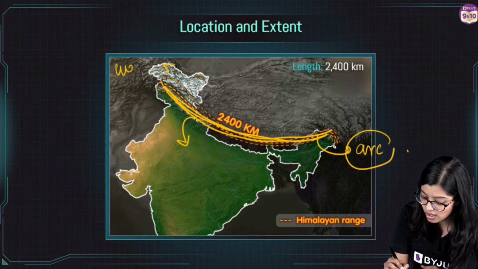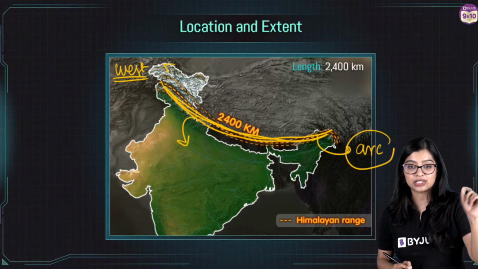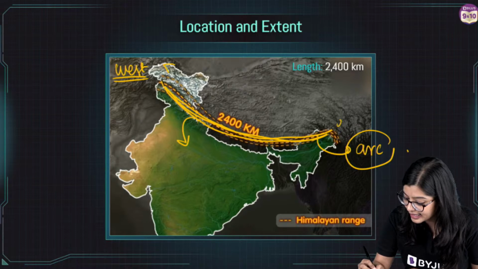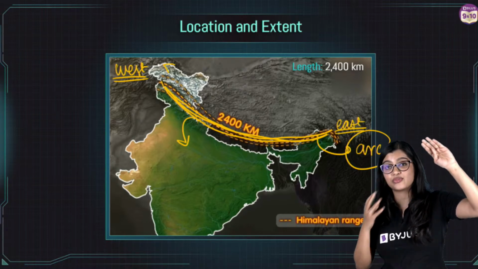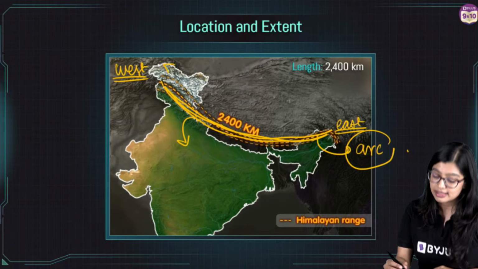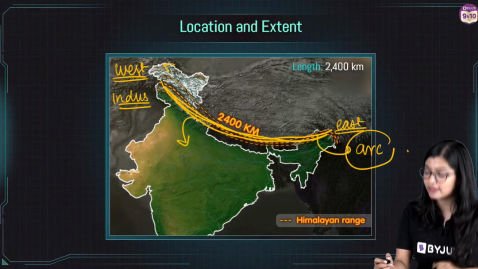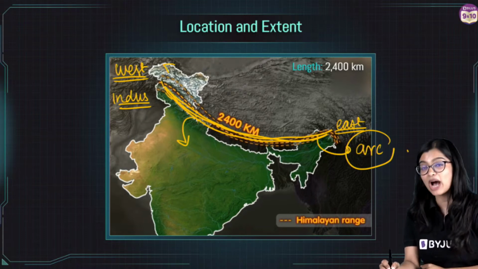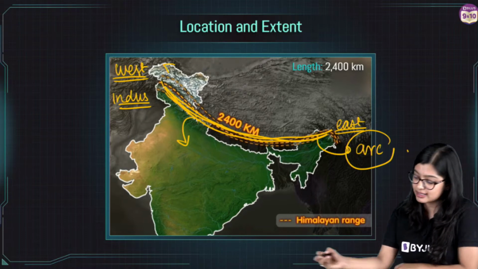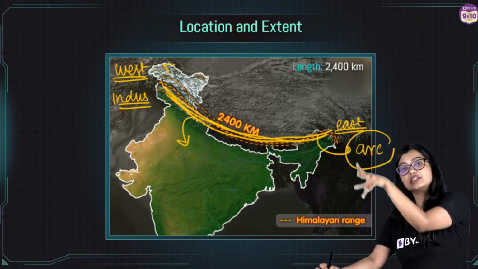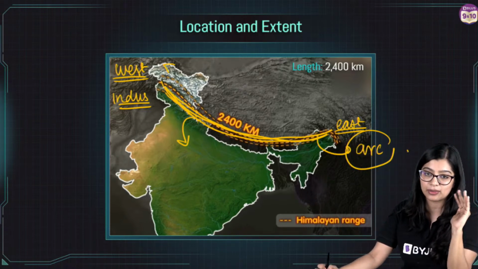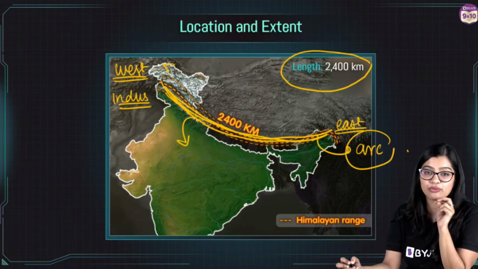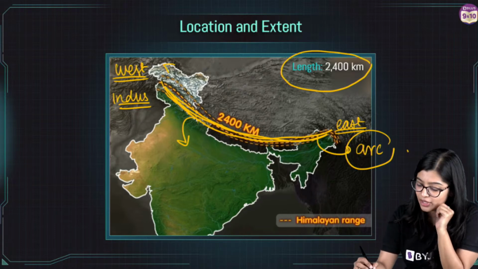We see that it starts all the way from the west, right? It stretches from the west all the way to the east. Starting from the Indus River, through Jammu Kashmir, Himachal, Uttarakhand, parts of Nepal, Sikkim, it goes into the northeast, right? And of course, when it reaches the Brahmaputra region near Arunachal, it will stop. So this entire length is about 2,400 kilometers, right?